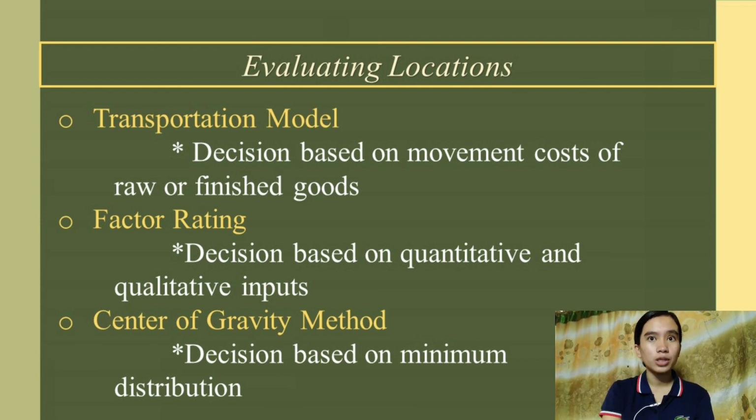So aside from cost profit volume analysis as discussed earlier, companies can use the transportation model, which is based on the movement cost of raw or finished goods, factor rating, which is based on quantitative and qualitative inputs, and the center of gravity method, which is based on the minimum distribution.